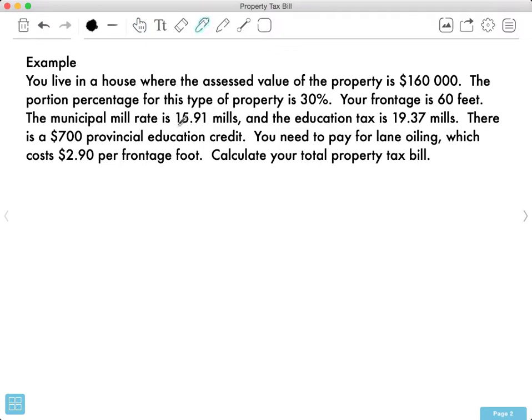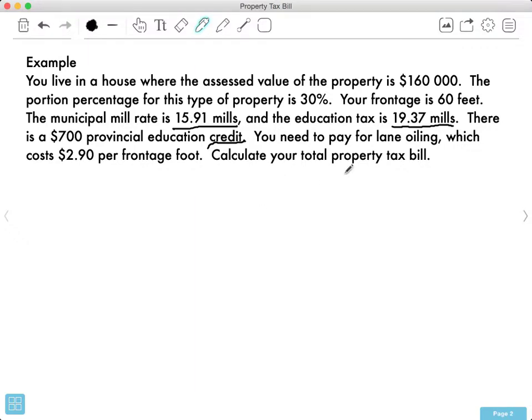Currently in Manitoba, you do pay two taxes, one to your local municipality, which is either the city you live in or the municipality, which may be several towns, and then you pay an education tax depending on which school division you're covered by wherever you live. There's a $700 provincial education credit. This is good for you. That means they're going to reduce your tax by $700. And you need to pay a local improvement. In this case, it's lane oiling, which is $2.90 per frontage foot. So calculate the property tax bill.